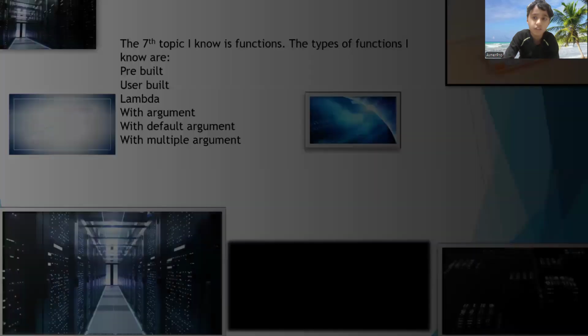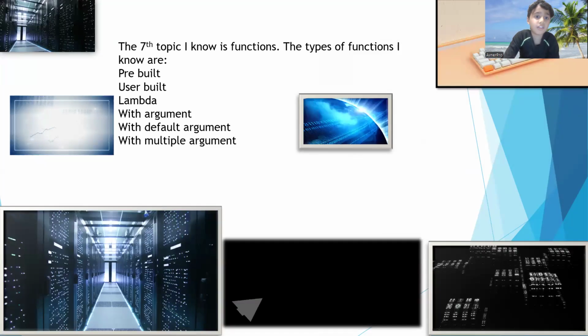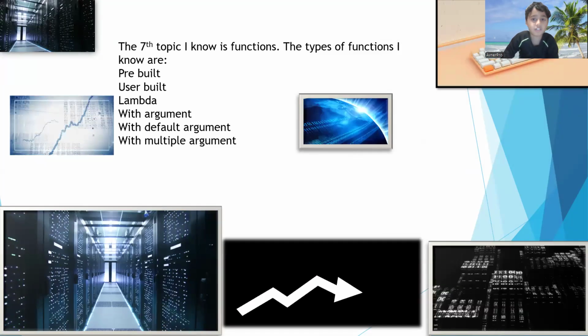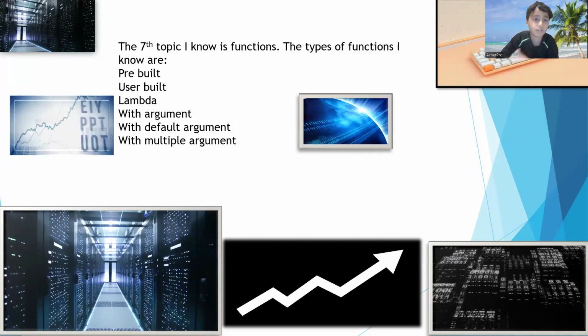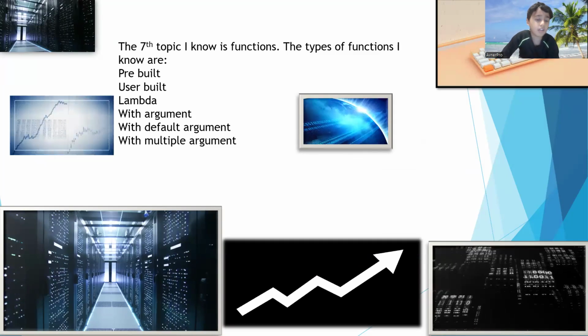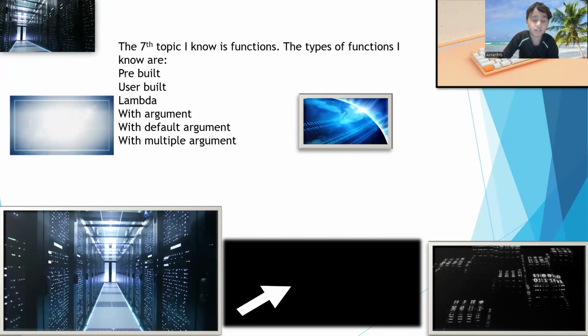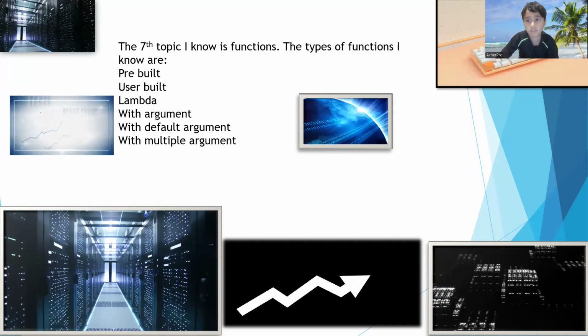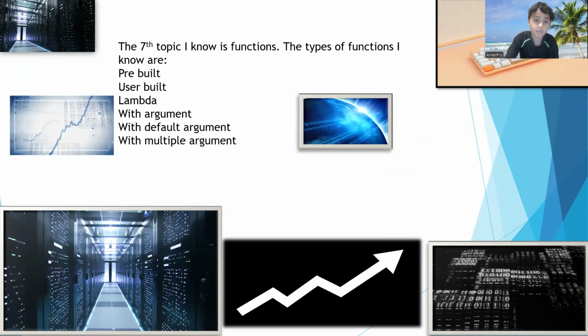Then for the seventh topic. The seventh topic I know is functions. The types of functions I know are pre-built, user-built, and lambda with an argument, with a default argument, and with multiple arguments. And you know all of that, what it means.